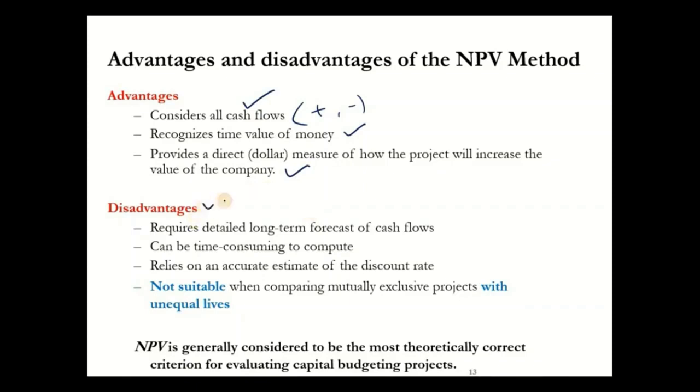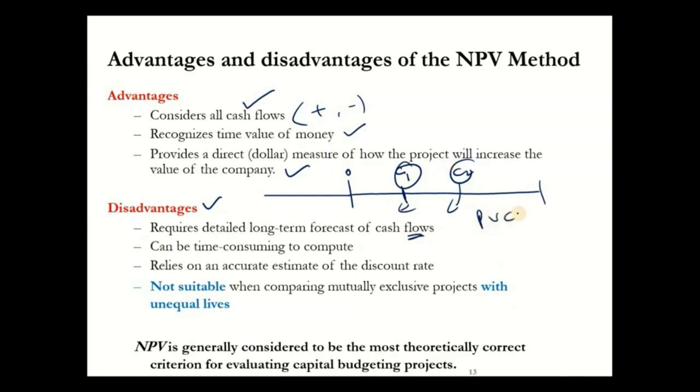Okay, disadvantages: it requires a lot of forecasting. If you see here, how do you know cash flow 1, how did you get it? C2, how did you get it? So it actually requires forecasting, right? So when you do the present value of cash flows, how do you get these cash flows? This is a separate chapter we will discuss in detail. But they are forecasted, so it can be time consuming, and it relies on an accurate estimate of the discount rate. We use a 10% discount rate, but it should be accurate, right?